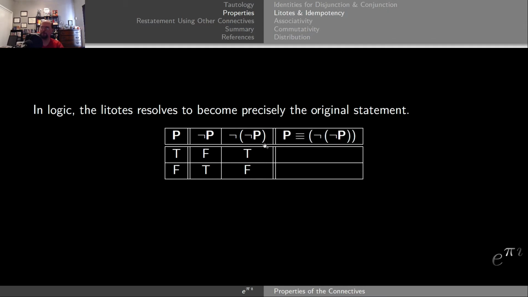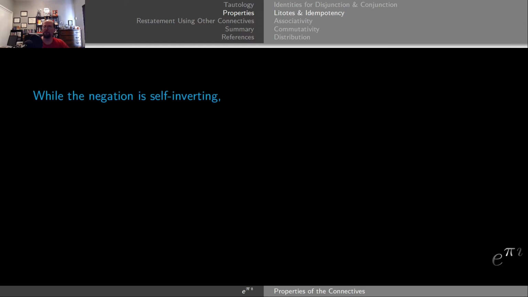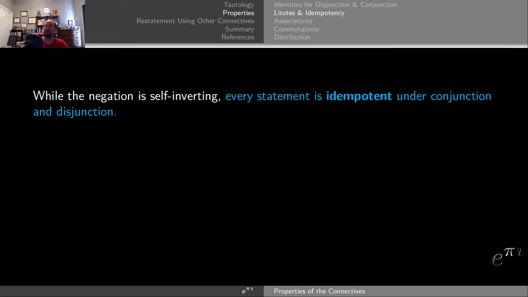So I look at the equivalence. True equivalent to true is a true statement. False equivalent to false is also a true statement. Thus, I end up with a tautology. Basically, if you negate a negation, you get back to the original precisely. That is, the negation as an operation is self-inverting. It undoes itself. While negation is self-inverting, every statement is idempotent under conjunction and disjunction.